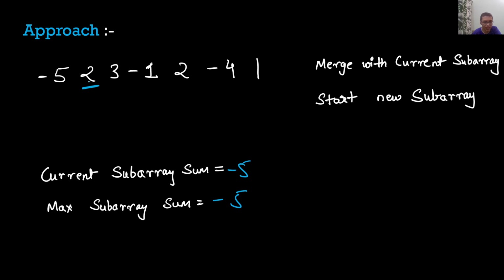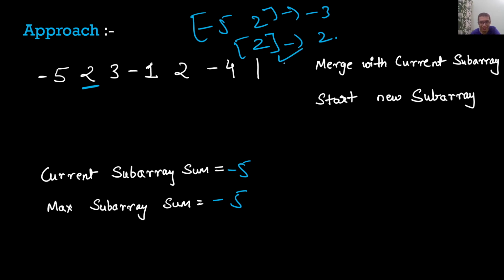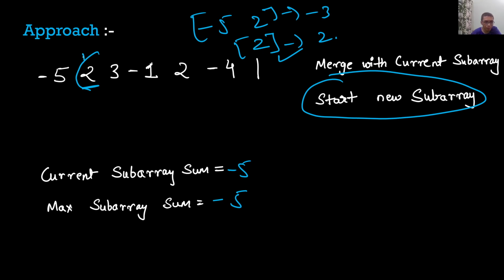So I have two options, either to merge this 2 with this -5, to have -5 and 2, or to just have only 2, right? Now, which out of these subarrays is able to make a larger sum? In the first case, I'll get -3. In the second case, I'll get 2. So the second option is better. Hence, it is better to start a new subarray for this 2, right? So I have created a new subarray for this 2. So now my new current subarray sum is 2. My max subarray sum was -5, so I'll change it to 2.